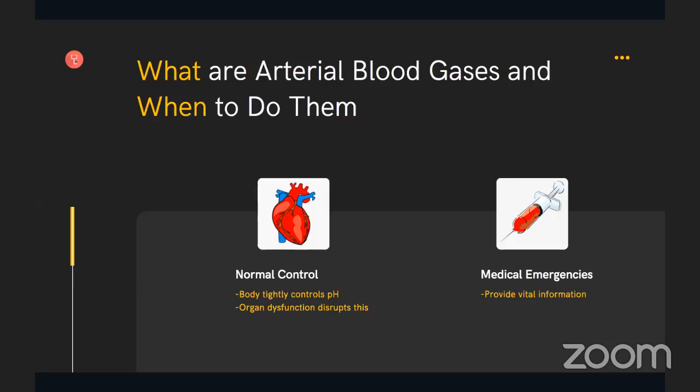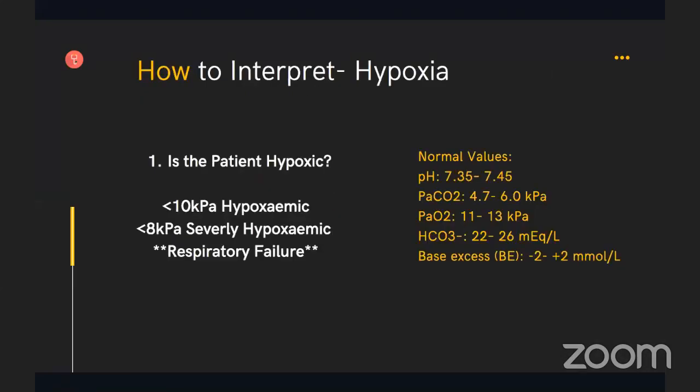So normally the body tightly controls the bodily functions, the pH, the CO2, the HCO3. It does that because for the body systems to work, they need to all be within a very narrow margin. However, organ dysfunction of the lungs, of the heart, can disrupt the pH, and that causes the bodily functions to not work as well. So in medical emergencies, often an ABG will be taken as it provides vital information very quickly and can help the team that are looking after the patient decide what to do and what management is needed. As junior doctors, I'm sure you'll take hundreds of these during your career. So let's move on to how to interpret them.